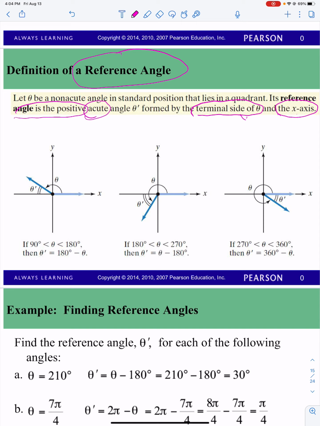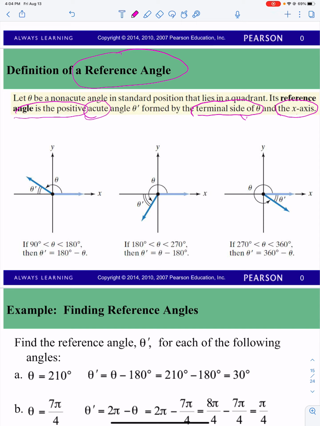There are several examples. If the angle is in the second quadrant, the reference angle is right here. In the third quadrant, it will be right here. In the fourth quadrant, it will be right here. So it's always a positive angle, always close to the x-axis, because it cannot be here: it would be an obtuse angle, bigger than 90 degrees.